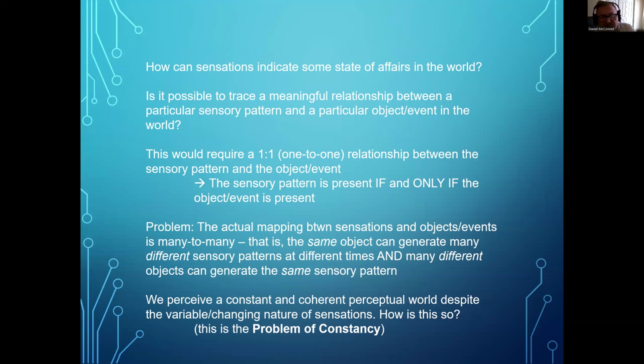But it seems as if these direct correspondences do not exist, and this is why the visual system has to deal with this ambiguity. This ambiguity is called the problem of constancy. But I've written this in a different way down here at the bottom. We perceive a constant and coherent, but keyword constant, perceptual world, despite the fact that the sensations are always changing. So that's really relevant to that example I just gave about the red squares, right?